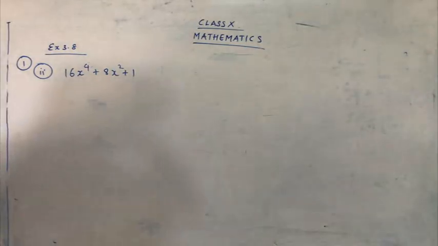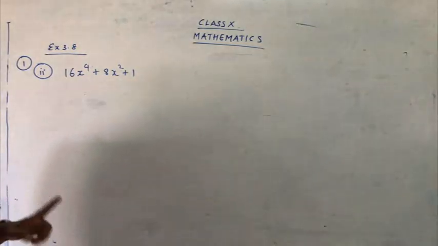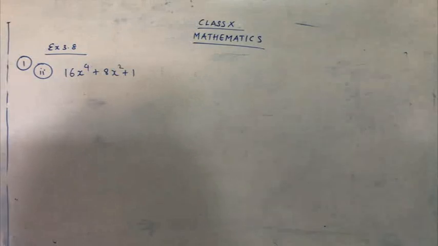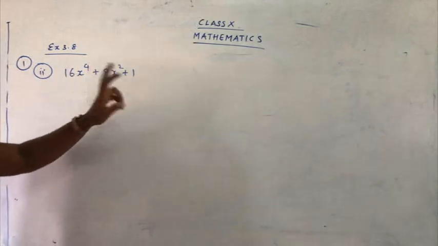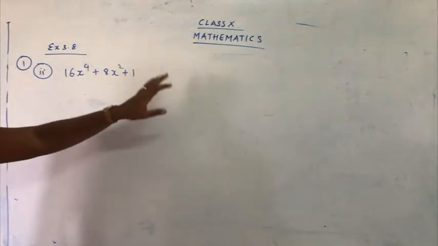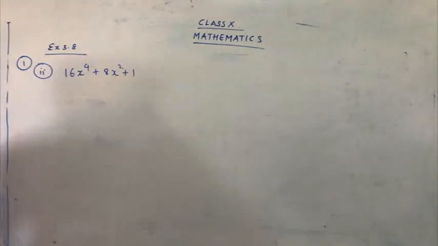Some are writing the answers directly. I do not want the answers directly. You have to show the calculations and go step by step, the way I explain in classwork. When I explain in classwork, I go step by step. I show all the calculations and all the multiplications. Similarly, you have to show the calculations and the steps.